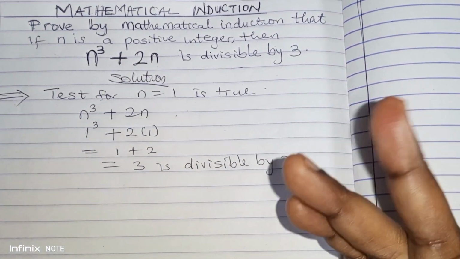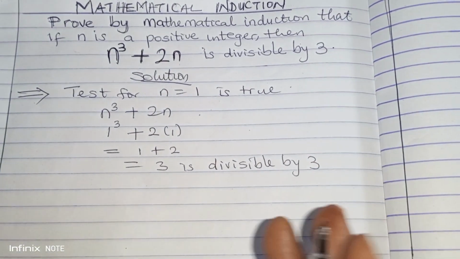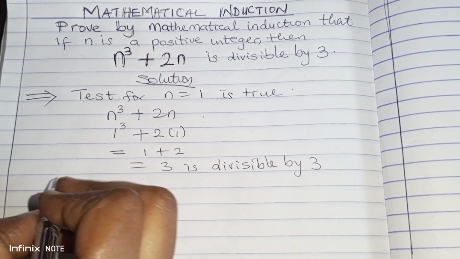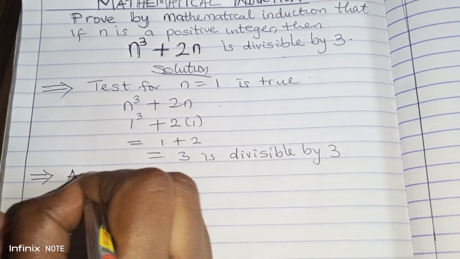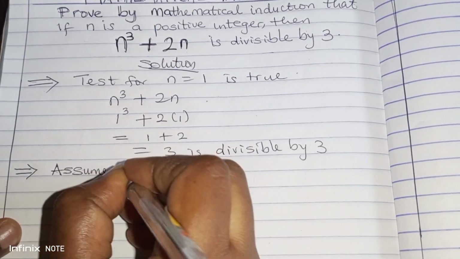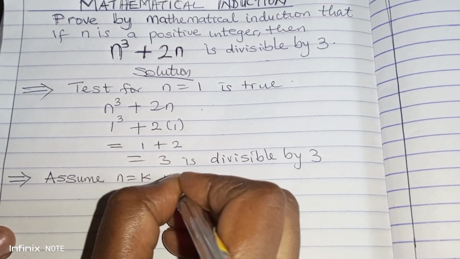So you can go on and test for 2, 3, and so on. But because of this video, we are not doing that. So the next thing is assume n is equal to k is true.